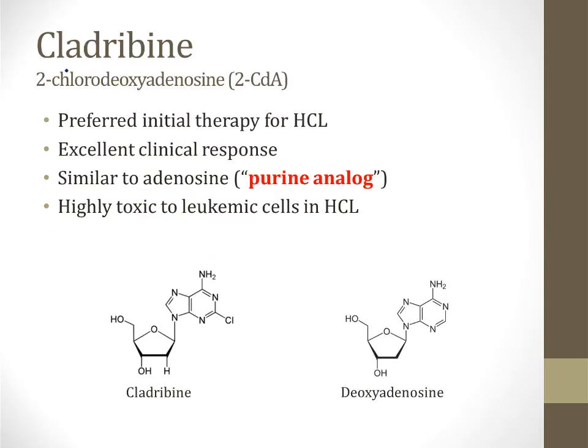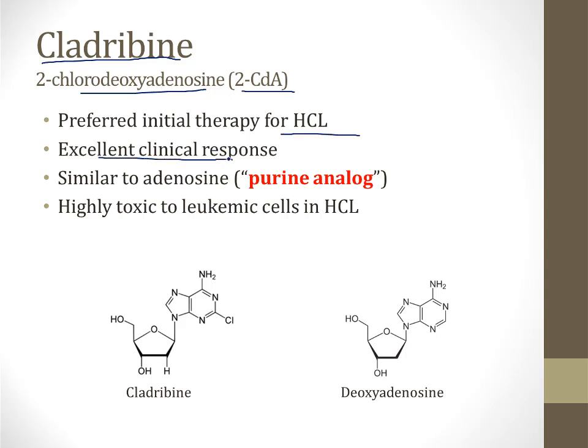This leukemia is highly treatable with a drug called cladribine. It's also called 2-chlorodeoxyadenosine, or 2-CDA. It's important for you to understand that years ago this leukemia was a death sentence. The mainstay of therapy was splenectomy, but even with that surgery, survival was only a couple of years. This changed when cladribine came to market, and because it has such a dramatic effect, it's something they're likely to ask you about on your boards. It's the preferred initial therapy for hairy cell leukemia. It produces an excellent clinical response.